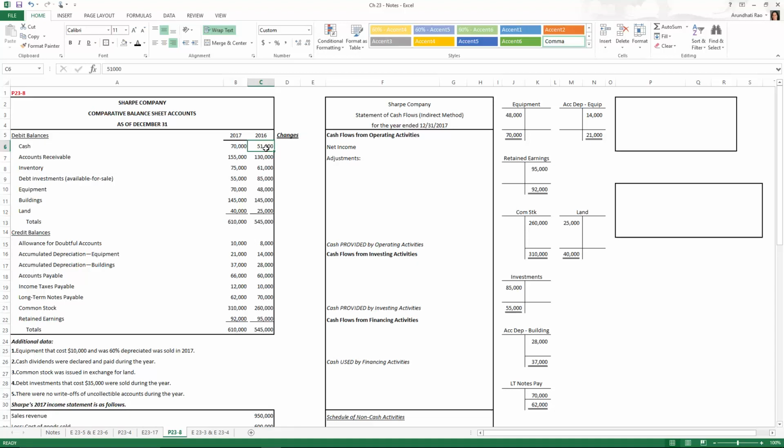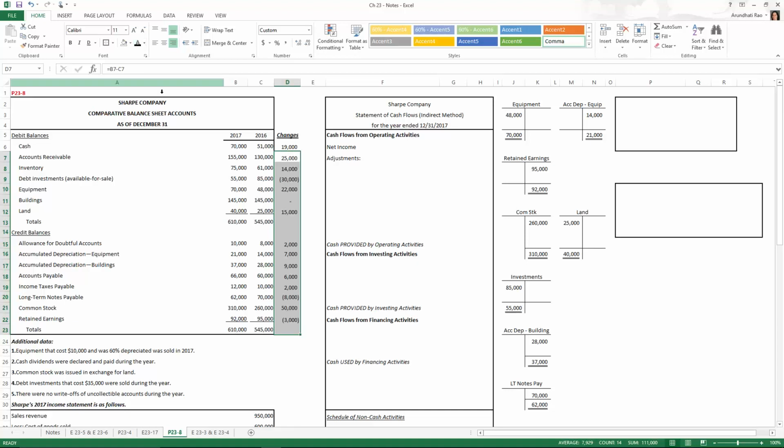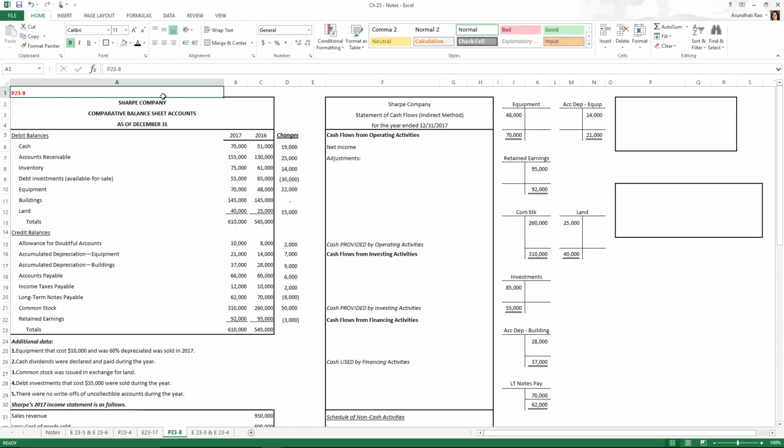So from 2016 to 2017, my cash balance has increased by $19,000. So it's just a difference between these two numbers, and you identify whether it has increased or it has decreased. So I'm going to highlight this section to indicate that I've already done the calculations. And you'll notice there's only one account that has no change in it, and that's the building account. So we'll see how to account for all these other changes and where we're going to put that information. And as I go through it, I'm going to highlight the account to indicate that I've taken care of it.